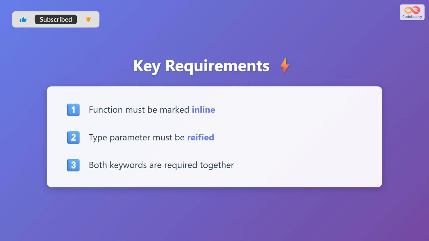There are three key requirements to remember when using reified type parameters. First, the function must be marked with the inline keyword. Second, the type parameter must be marked with the reified keyword. And third, both keywords are required together. You cannot use reified without inline, and inline by itself doesn't give you access to type information. They work as a pair to enable runtime type access.